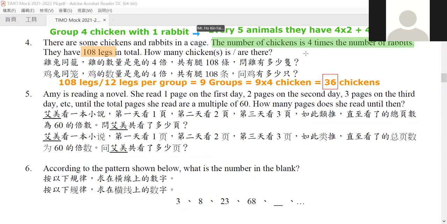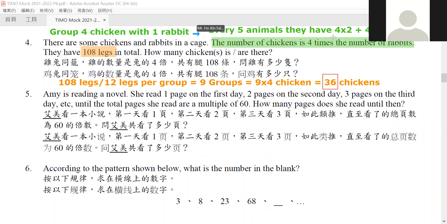Now let's go to question number 5. Amy is reading a novel. A novel should read 1 page in the first day, 2 on the second, 3 on the third, until the total pages you read is a multiple of 60. How many pages did we read until then?